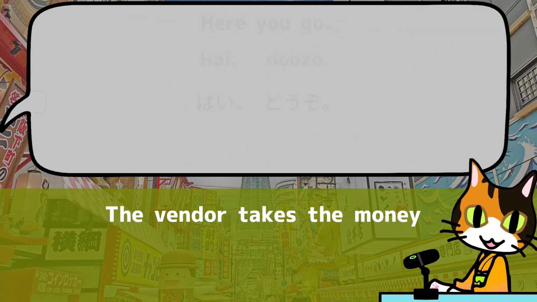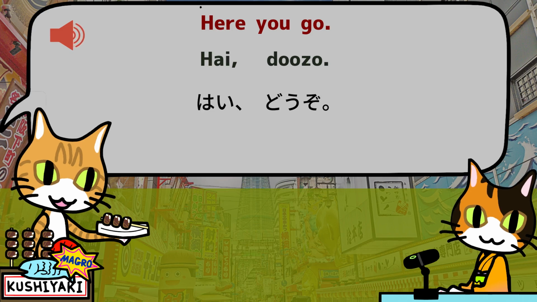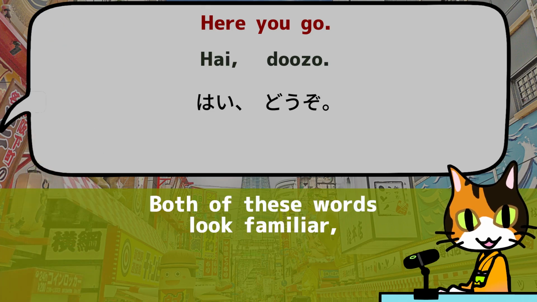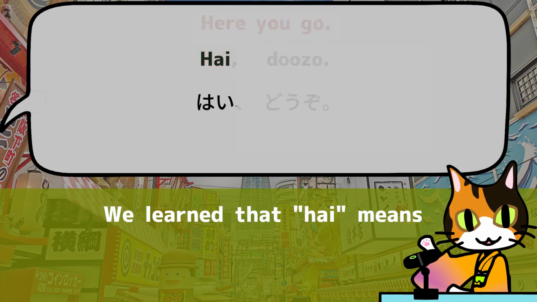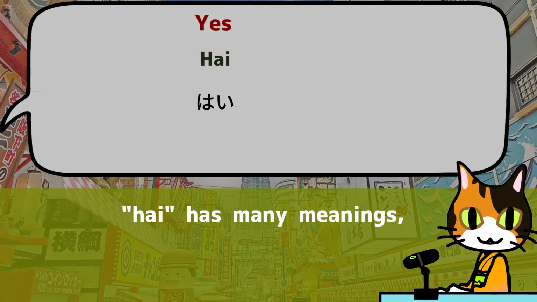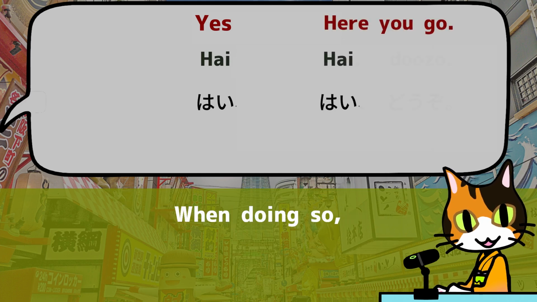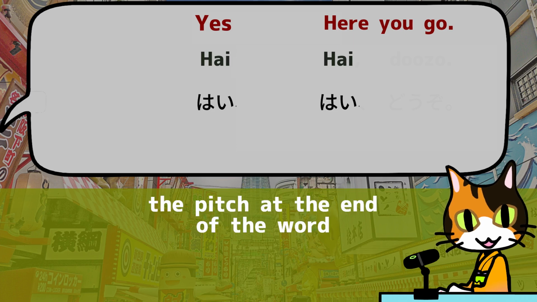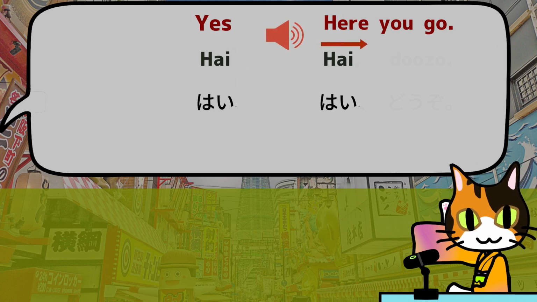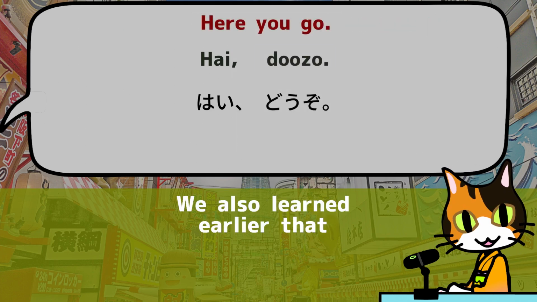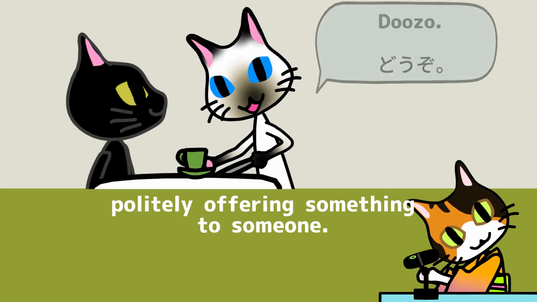The vendor takes the money and says this, as they hand the skewer to the customer. はい、どうぞ。 Both of these words look familiar, don't they? We learned that hai means yes. However, hai has many meanings and is also used when handing something over. When doing so, the pitch at the end of the word is not lowered. はい。 We also learned earlier that dozo is a word you say when politely offering something to someone.